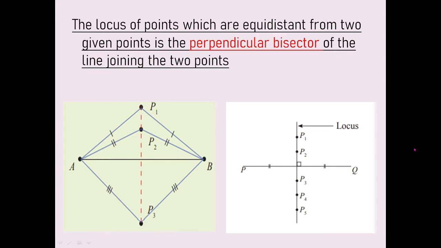Then the next one, the perpendicular bisector. What is called a perpendicular bisector? Earlier we talked about one fixed point. Now there are two fixed points. In this diagram, I have marked two fixed points as A and B.